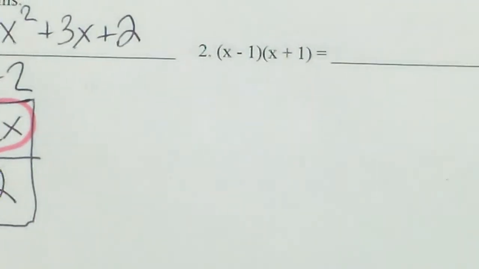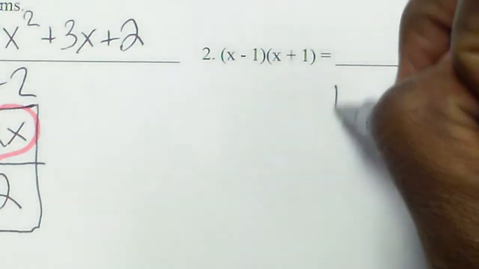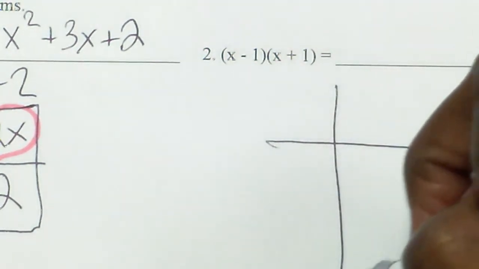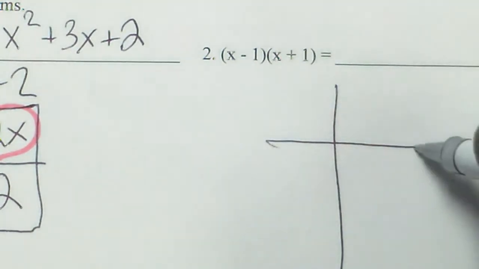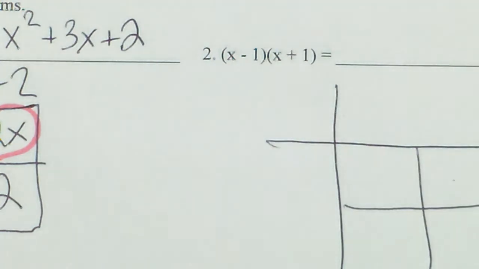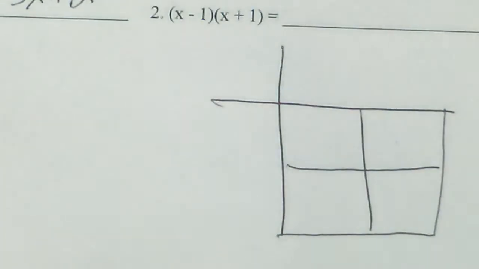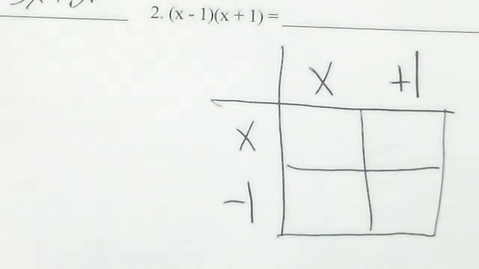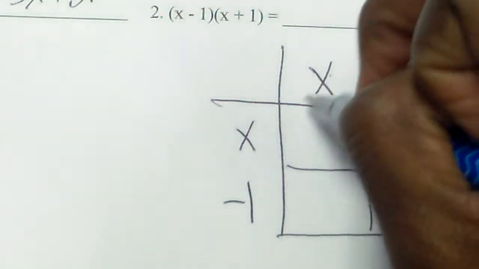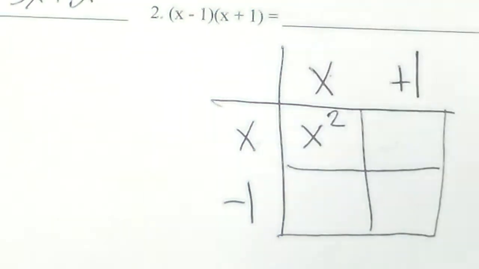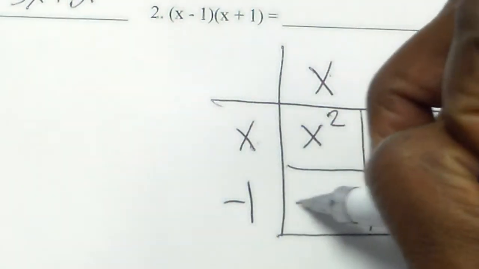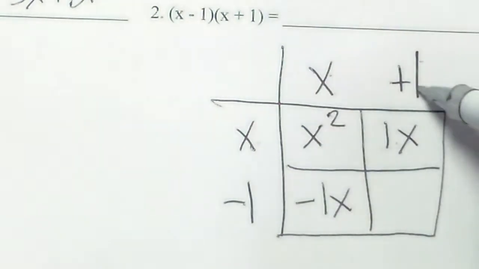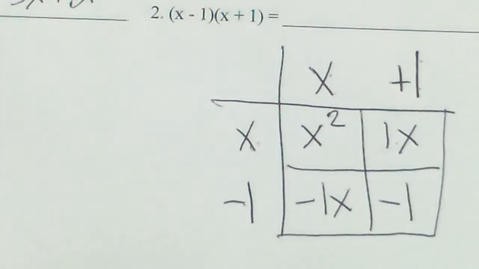Okay, let's try this one out using the window pane. It's like a Punnett square. We draw our little square. We label x minus 1 and x plus 1. We multiply x times x, and we get x squared. X times 1, and we get 1x. X times negative 1, you get negative 1x, and negative 1 times 1 is going to be negative 1.